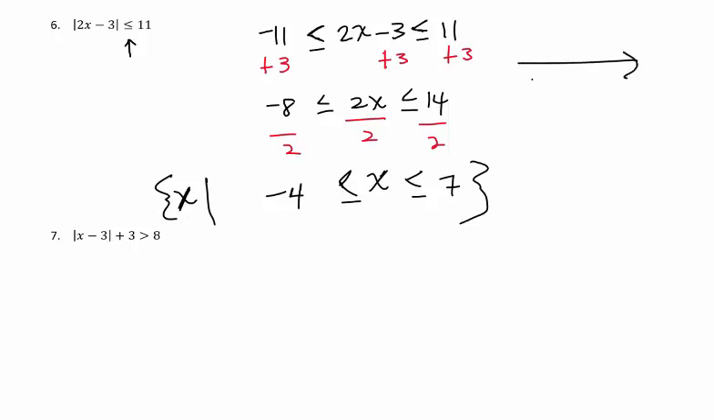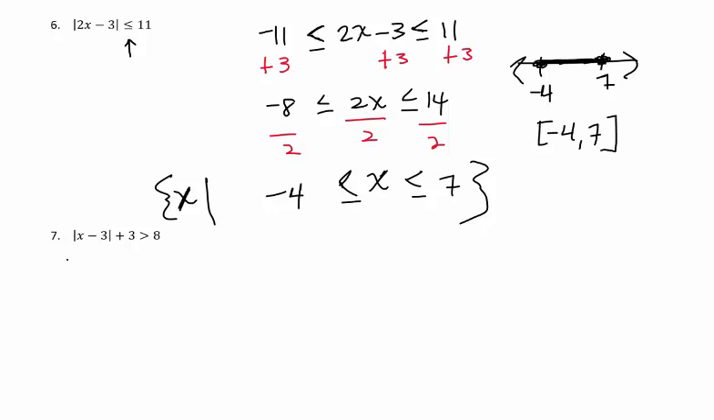So if I were to shade on the number line, we'd be shading between the -4 and the 7. And therefore, the interval notation is going to be from -4 to 7 with brackets.